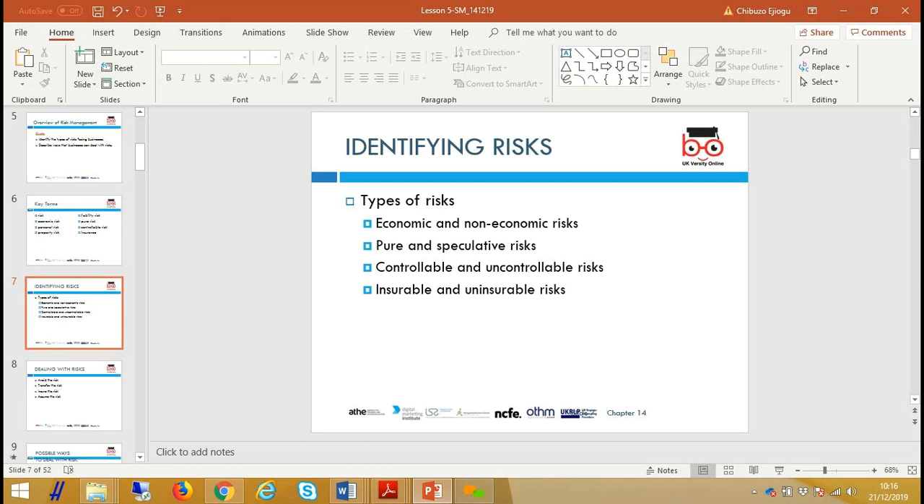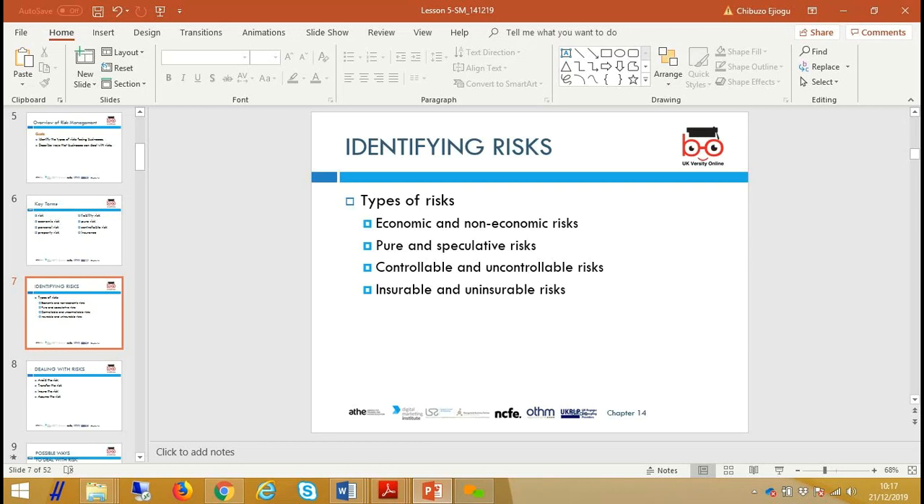Economic and non-economic risks, pure and speculative risks, controllable and uncontrollable risks, insurable and uninsurable risks, for instance. So economic risks are risks... so risk is the possibility of loss, right? Risk is the possibility of loss. Insurance is to protect you from the probability of that loss, right? So economic risks are where your loss is directly measurable in money, in economic terms.